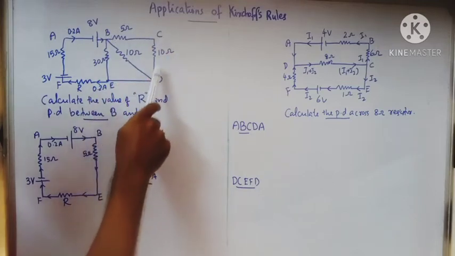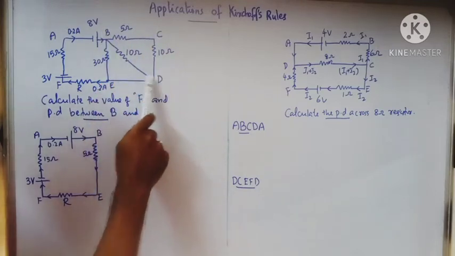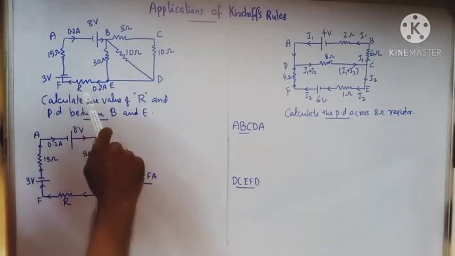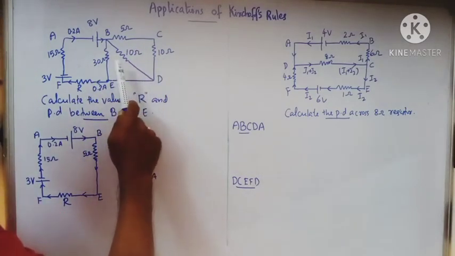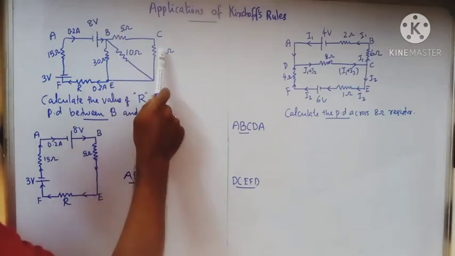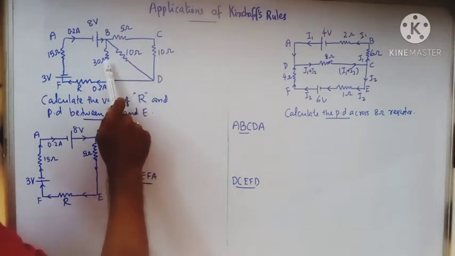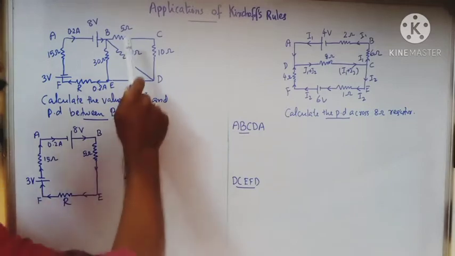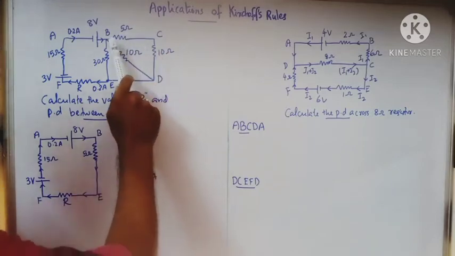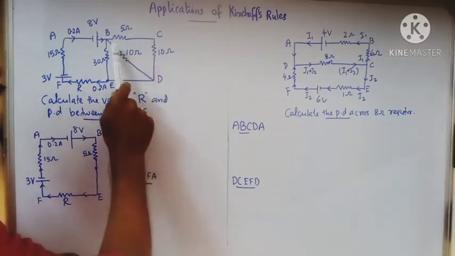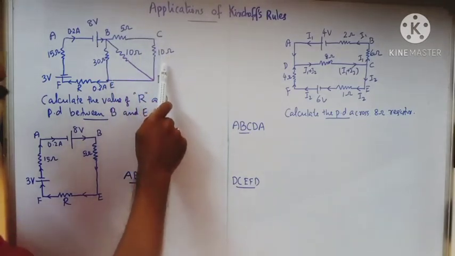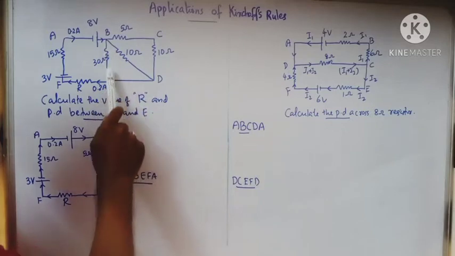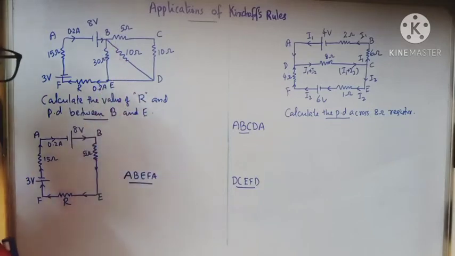Here in this mesh B, C, D, E, B, there is no other cell. So we can find the equivalent resistance of these 4 resistors: 5 ohm, 10 ohm, then 10 ohm and 30 ohm. All these are connected. 5 ohm and 10 ohm are in series. Then this 10 ohm is parallel to this series combination. This is again parallel to this 30 ohm across the points B and E.